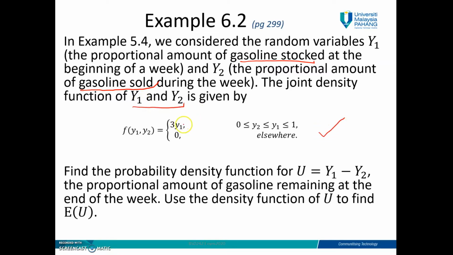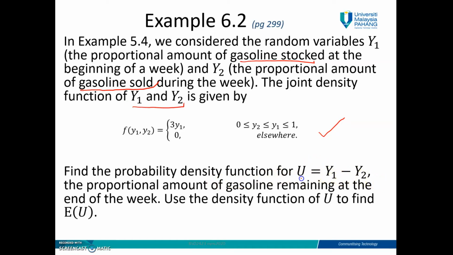So it's equal to 3y1, where y2 is less than y1, and y1 is between 0 and 1. So you can see that the value of y2 is less than y1, because y2 is the gasoline sold, which should be less than the value of y1, the gasoline stock at the beginning of the week, and both values are between 0 and 1. So the question asks you to find the probability density function for U, which is equal to Y1 minus Y2.